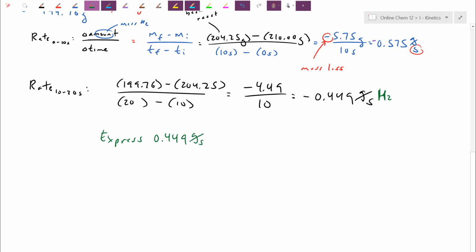You're going to notice I dropped the negative, but I'm going to say it in words here. Can you re-express the 0.449 grams per second production rate of hydrogen? Well, hydrogen is a product, so it's being produced, it's being formed, it's being created at a rate of 0.449. Can you re-express that positive number as a loss of zinc?